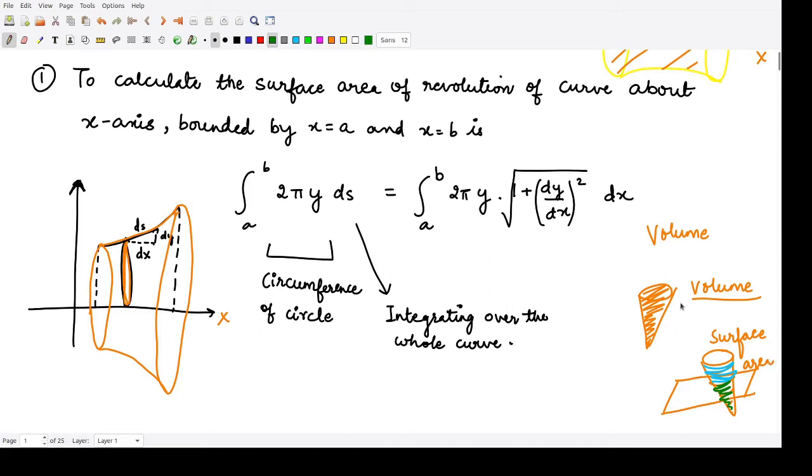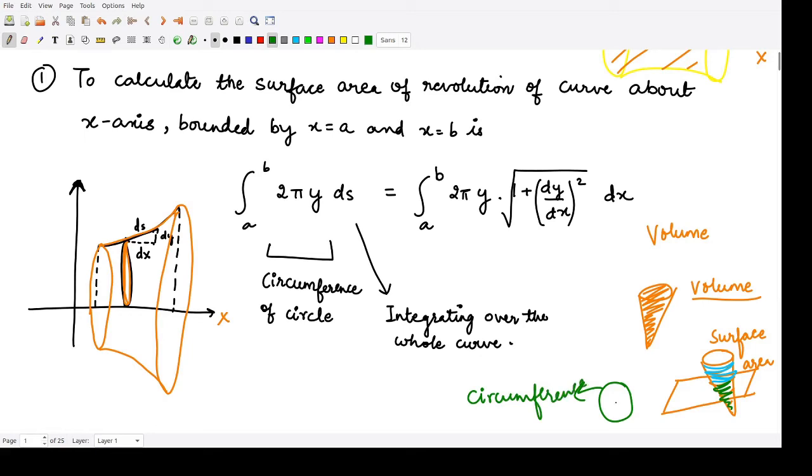So how can we calculate the surface area? To calculate the surface area, we'll divide this whole object into small circles. If you cut this particular cone through a plane, you get a circle out of it, right? So in order to calculate the surface area, we'll calculate the circumference of this circle.